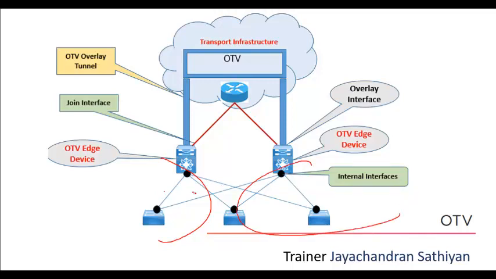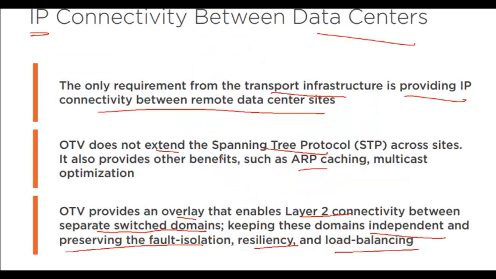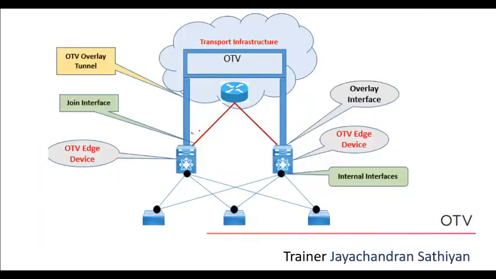We are simply extending the VLAN, but if something goes wrong here, it won't impact the other because we don't have a common BPDU or common STP. STP is local and we use ARP cache for ARP. So everything is localized, so there is no problem. If one data center goes bad, it's not going to impact the other data center. And if you have multiple connections to your remote site, you can have load sharing, load balancing, all those features.